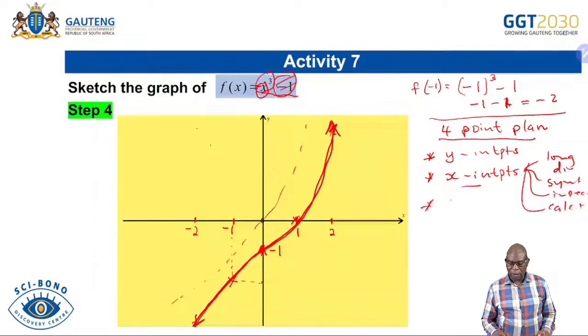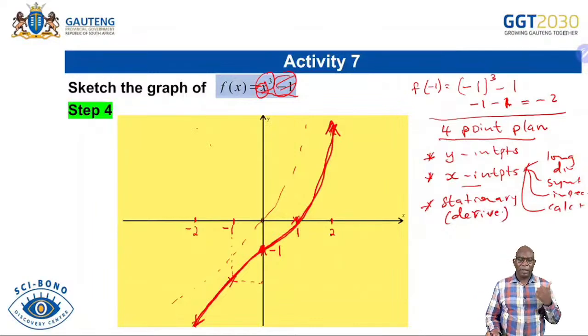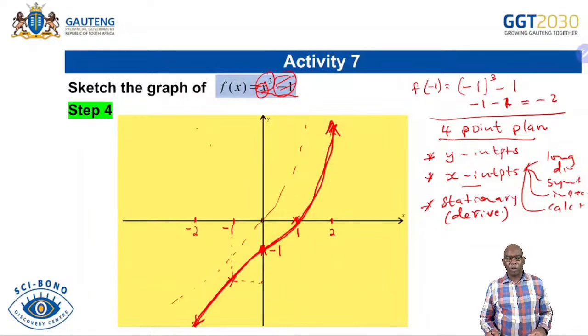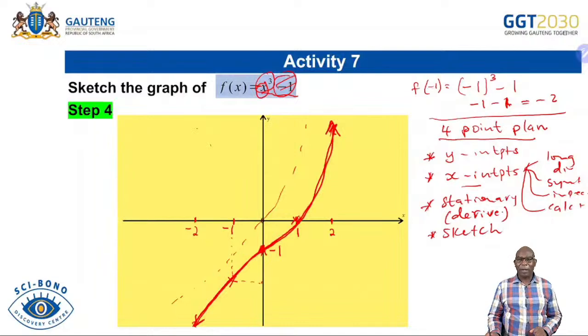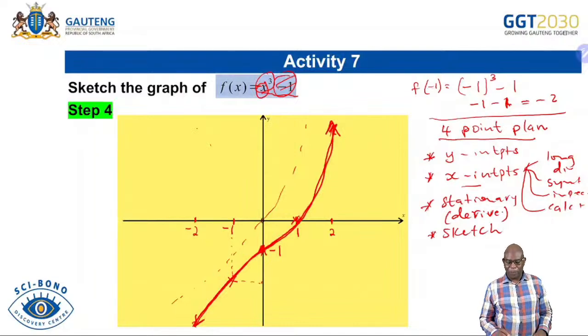Then the next one is getting the stationary point. How do I get the stationary point? I use a derivative. So I derive. Okay, so to get the derivative, I get the derivative. Then from there, the last point there, it will be to sketch the graph. Okay, so the last one is to sketch. So it's a 4-point plan. Practice all those. So you get ones with a lot of marks, those 2. Once you get those 2 right, then your sketch will be correct. Even the y-intercept, obviously, because that one is quite an easy one.